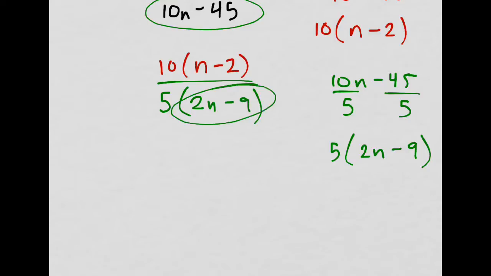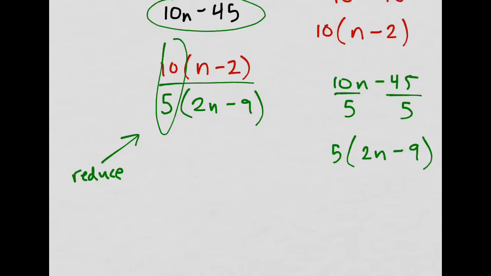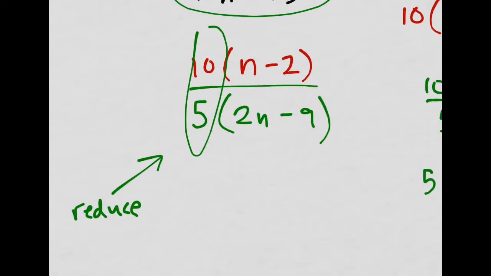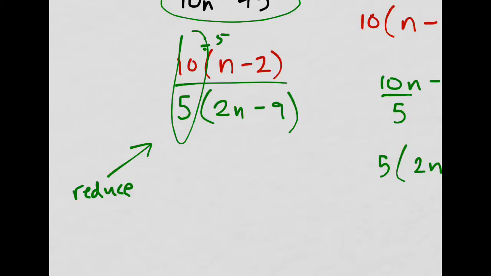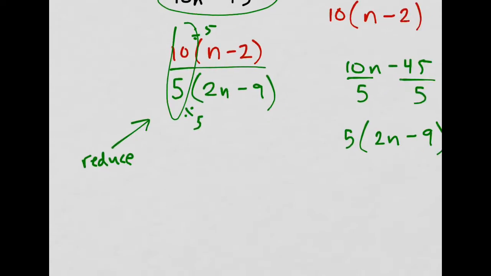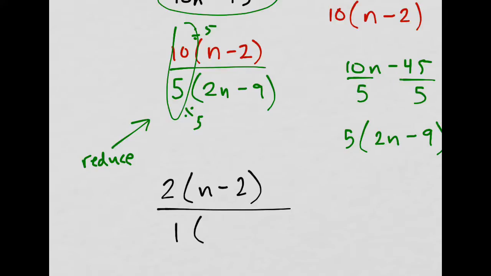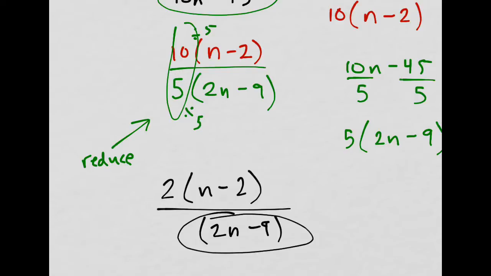Now notice, these are not the same. So I can't do anything with them. I can't cross them out. However, I can reduce. So what can I divide these by? I can divide them both by 5. And I would just get, I think, 2 on the top, and this stays the same, n minus 2. That stays the same. And then 5 divided by 5 is 1. So I could either write 2n minus 9 with a 1 there, because 5 divided by 5 is 1, or I don't have to, because it's just a coefficient of that.